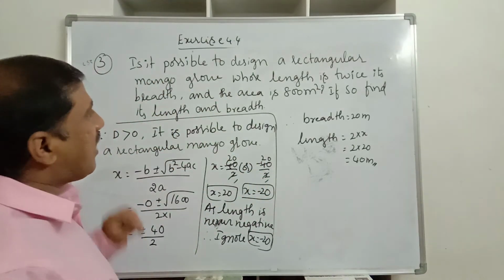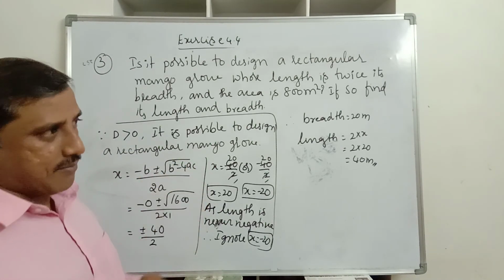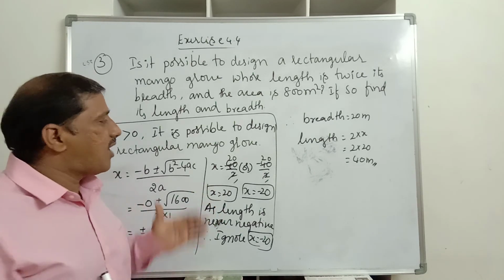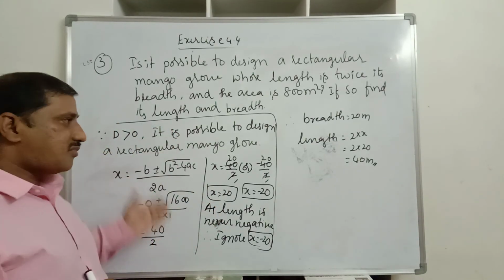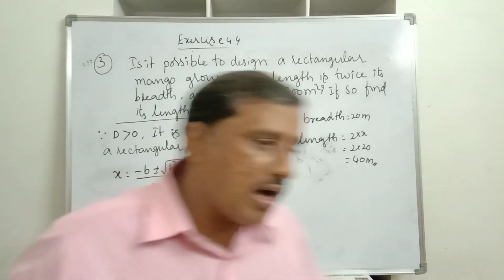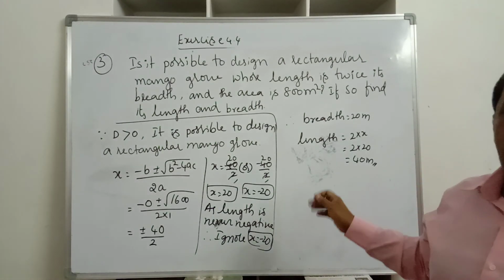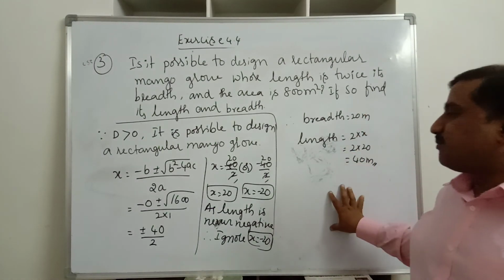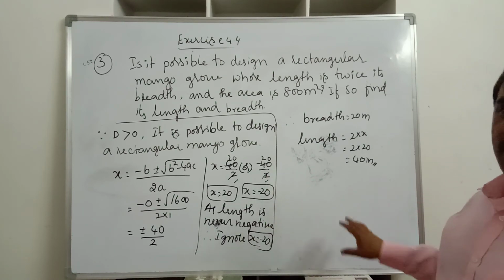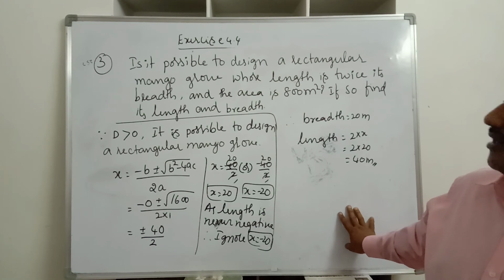So like this, we can check whether it is possible to design a given shape by framing the quadratic equation with the given data and by observing the D value, that is b square minus 4ac. If it is more than 0 or equal to 0, it is possible. If it is less than 0, it is not possible. Once it is possible, use the quadratic formula and find the length and breadth. Did you understand, children? I hope you understand.